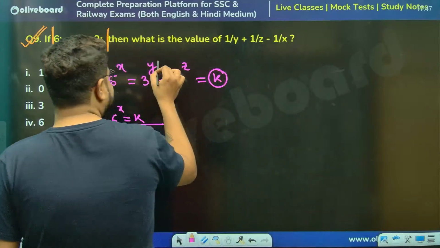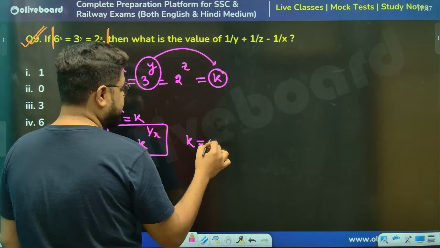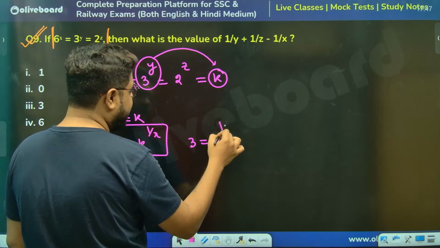Now, similarly, 3 to the power y is equal to k. So 3 will be k to the power 1 by y.